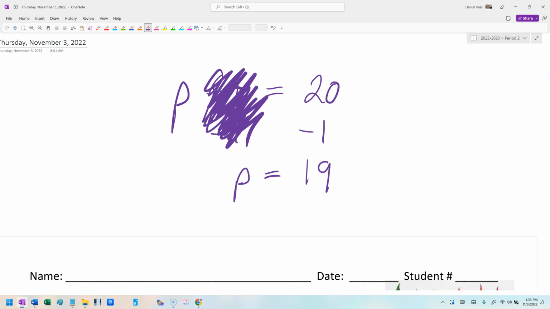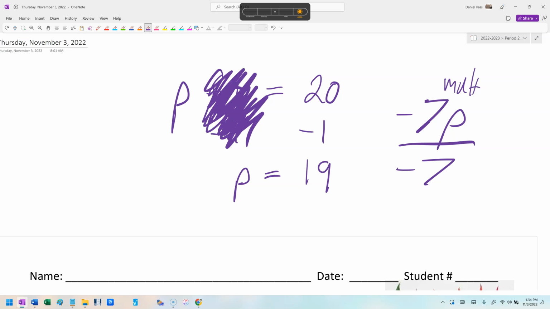Okay. And now, this is super important, what if I have something like 7 pizzas? What does that mean? Is that add, subtract, multiply, or divide? That doesn't mean divide. It means multiply, so we would have to divide. If it was negative 7p, it's negative 7 multiplied. So a lot of people are forgetting that.